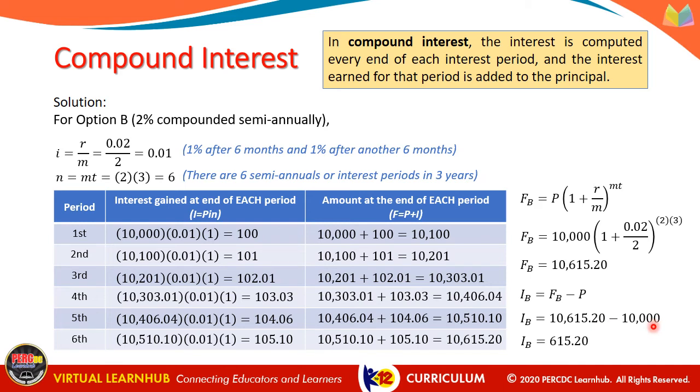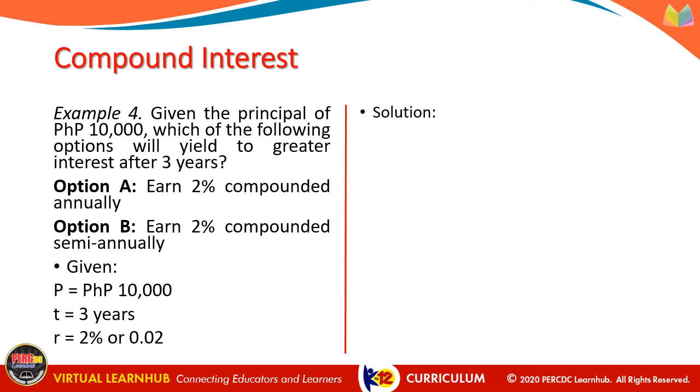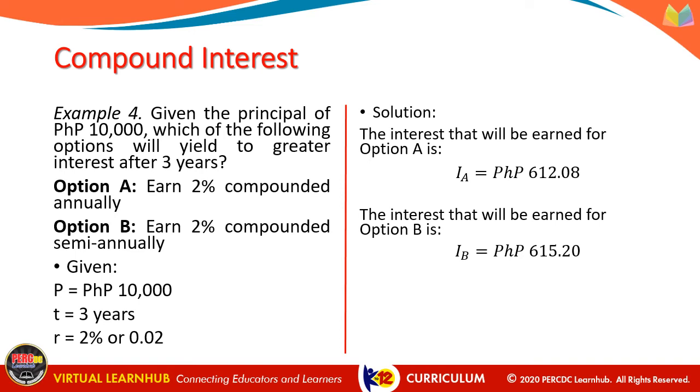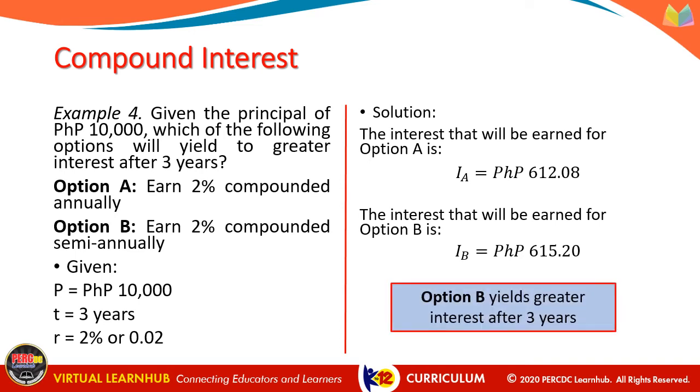So for option B, the total interest earned is 10,615.20 minus the principal 10,000, that is 615.20. Again, the interest earned if we consider option B is 615.20. Now, going back to the question, which option will yield greater interest after 3 years? Is it option A, earn 2% compounded annually, or option B, earn 2% compounded semi-annually? We computed that the interest earned for option A is 612.08 pesos, and for option B is 615.20 pesos. Since the interest earned for option B is greater than for option A, our answer is option B. Option B yields greater interest after 3 years.